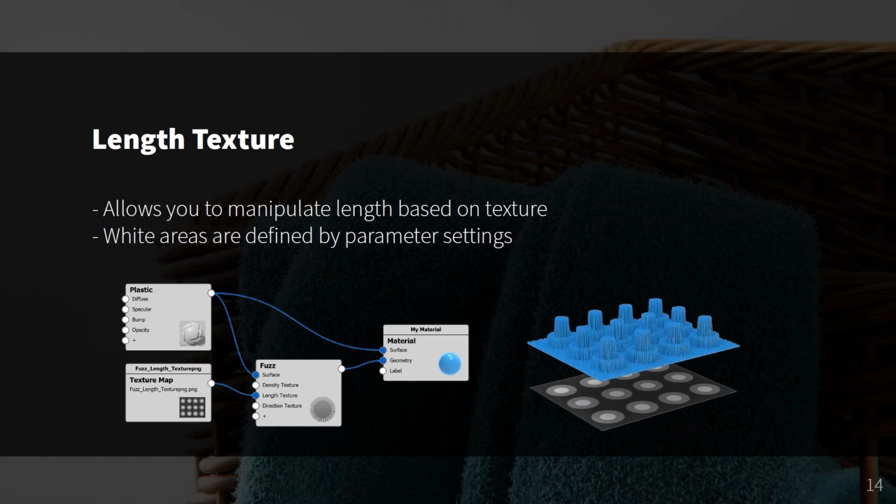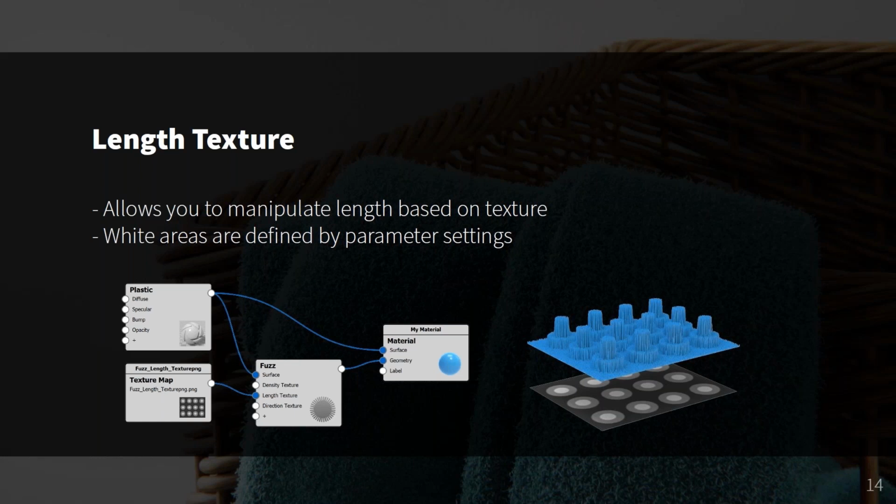The second node is length texture, where the length variation parameter adds randomness to the length of the fuzz fibers. The length texture enables you to manipulate the length based on a texture map. This will act as a mask to the length while still taking into account your length variation settings. 100% white will result in the length defined under your parameter settings, while darker colors will produce progressively shorter fibers.